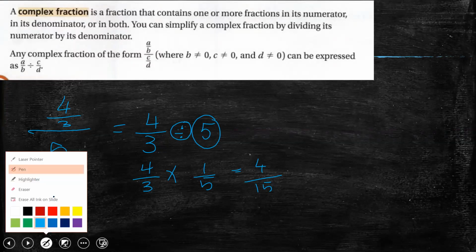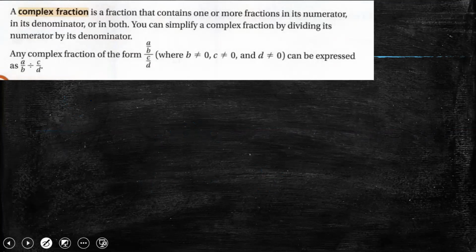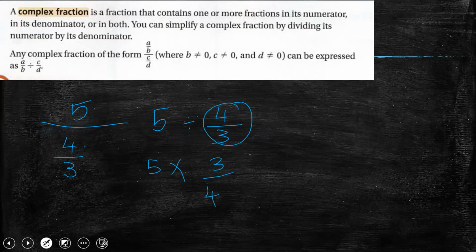Now look at the second one. If we have 5 in the numerator over 4/3 in the denominator, what does it mean here? It means 5 divided by 4/3. How to solve it? Keep the first one as it is, change the division to multiply, and write the reciprocal of 4/3, which is 3/4. Then the answer will be 15/4.